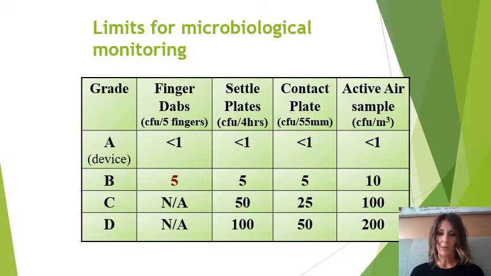This is taken straight from QAPS and the Orange Guide, the MHRA Orange Guide. This is the limits for your monitoring. So in your grade A, you don't want any growth. In the MHRA Annex 1, there's been some further clarity around your grade A.